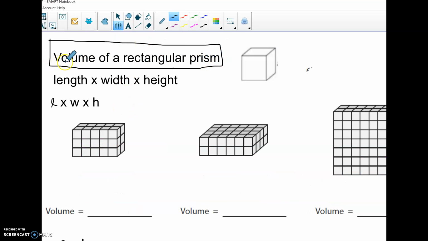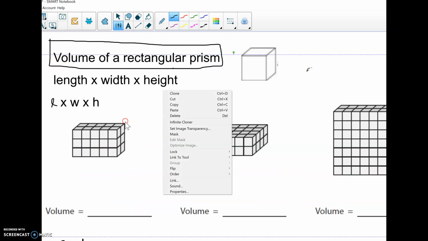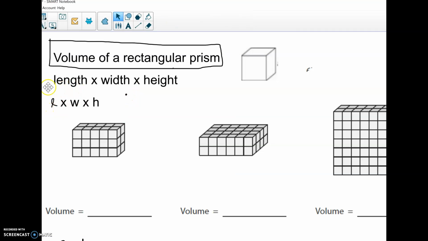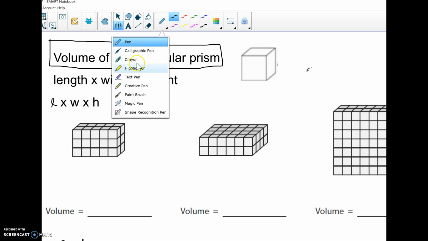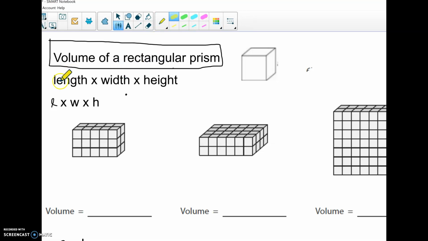Alright, so we're going to find volume of a rectangular prism first, and you need to write down this formula. The formula for volume of a rectangular prism is length times width times height, or in shorthand, a cursive L means length times width times height. Okay, so basically you just multiply the 3 dimensions together.